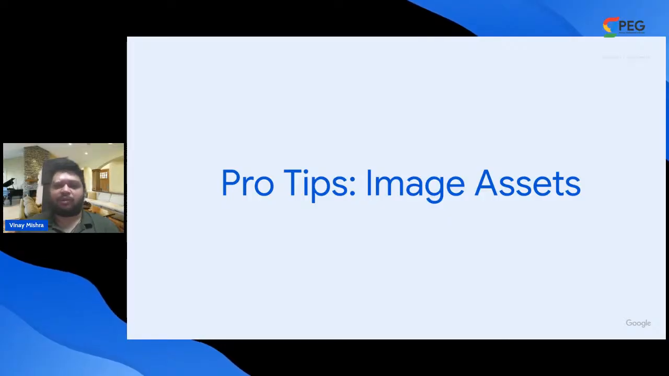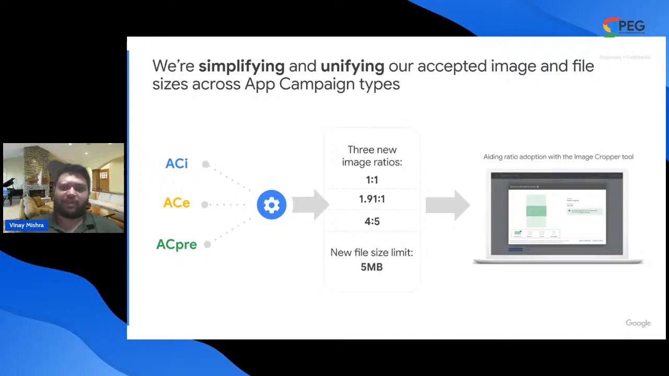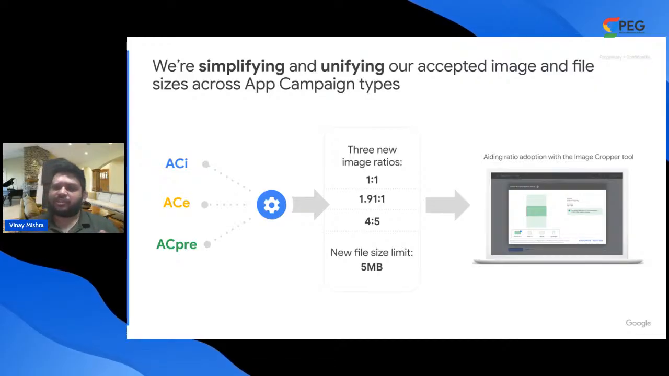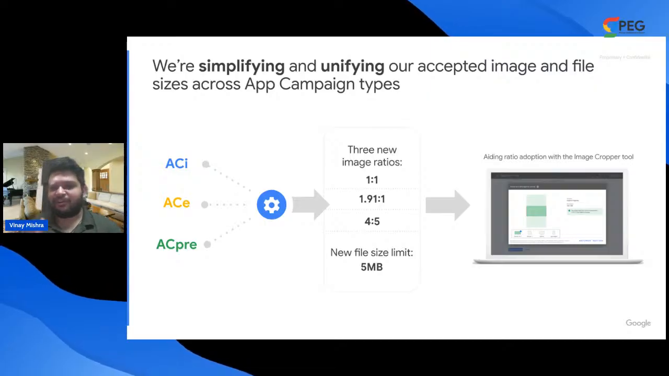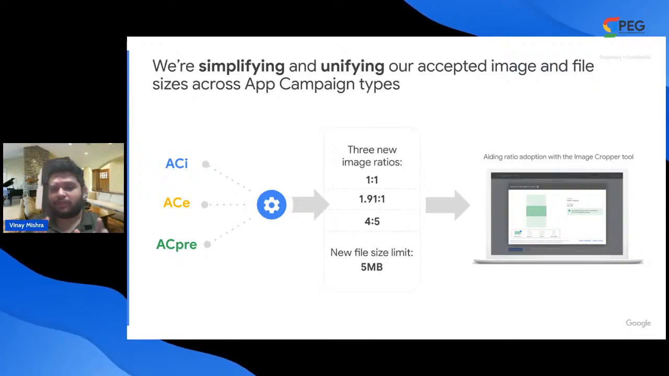Let's now talk about the pro tips that we have for image assets here. As you can see, as previously mentioned, we have three different types of app campaigns: app campaigns for installs, app campaigns for engagement, and app campaigns for pre-registrations, which is for Android only. Then these are the three different image ratios that you get. As I've mentioned, you should have a good number of at least 20 images. And these are the images and the file size limit.